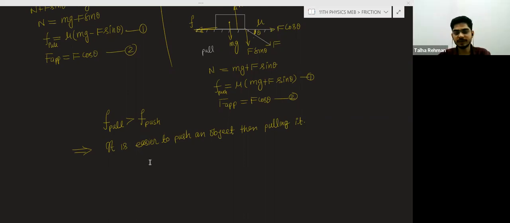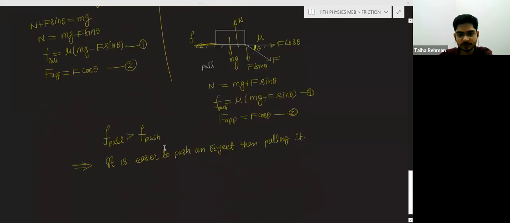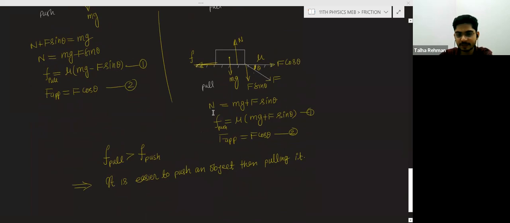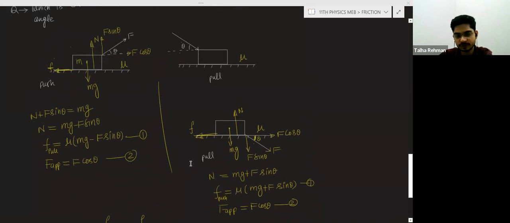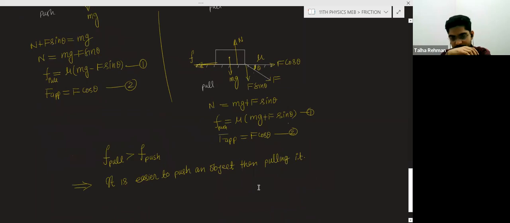So now it's clear, which is easier? I have shown it mathematically. Why? Because there is more friction force in this case. Because see here, why is this value less? Something is subtracted from mg. Here something is added to mg. That is why this is greater. Push friction force is greater. If the friction force is greater, then more effort you have to give for the motion.